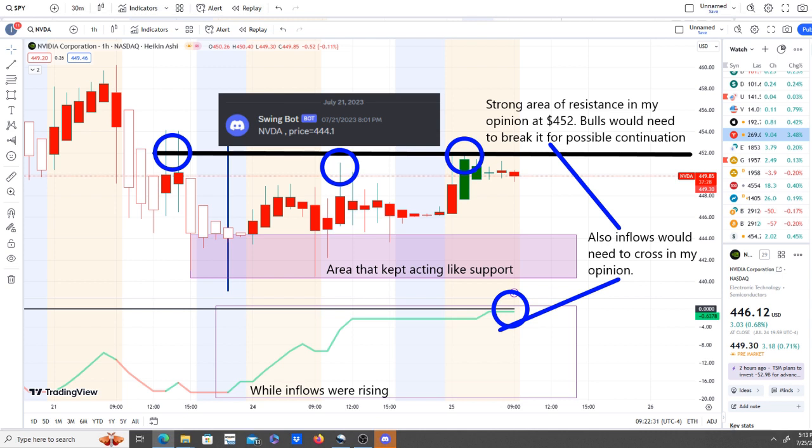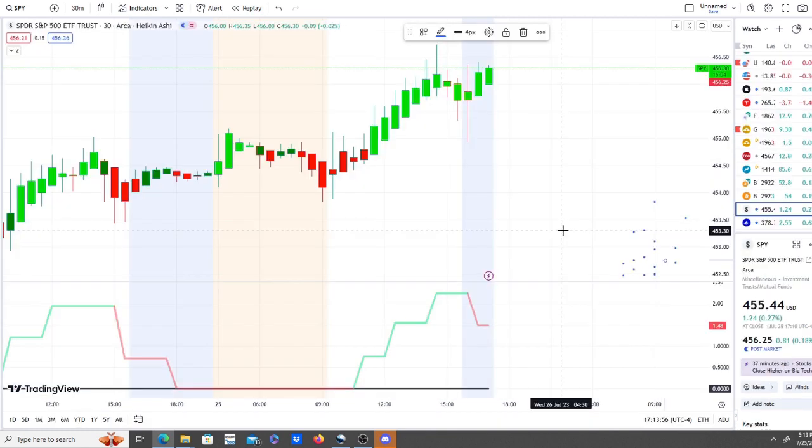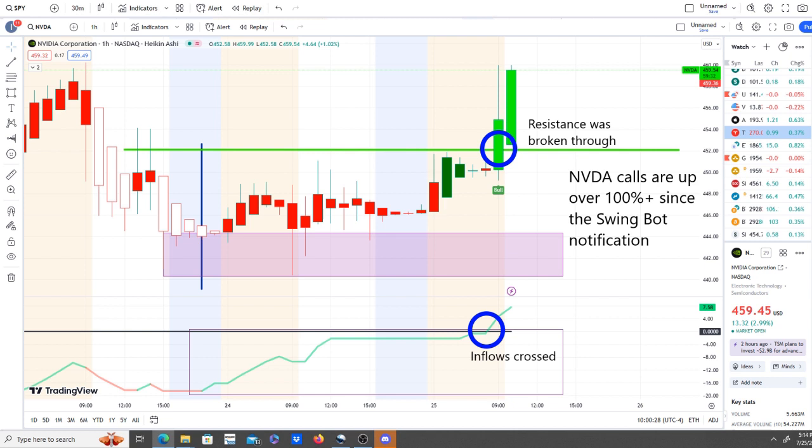Not guaranteed, but it was important, and inflows needed to cross. Now, when you see it here in the next chart, going into the open, it was broken through, bull indicator popped up, and then inflows crossed over, and you could see the purple area that continued to act like support, and Nvidia calls were up nearly 100% plus with the swing notification bot since it was sent out, right? And you could see that blue line again where that notification was sent after hours on Friday.